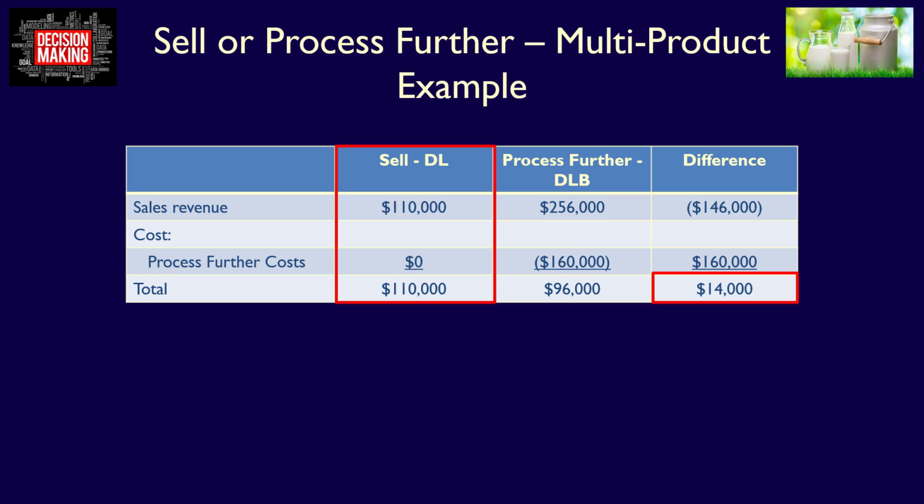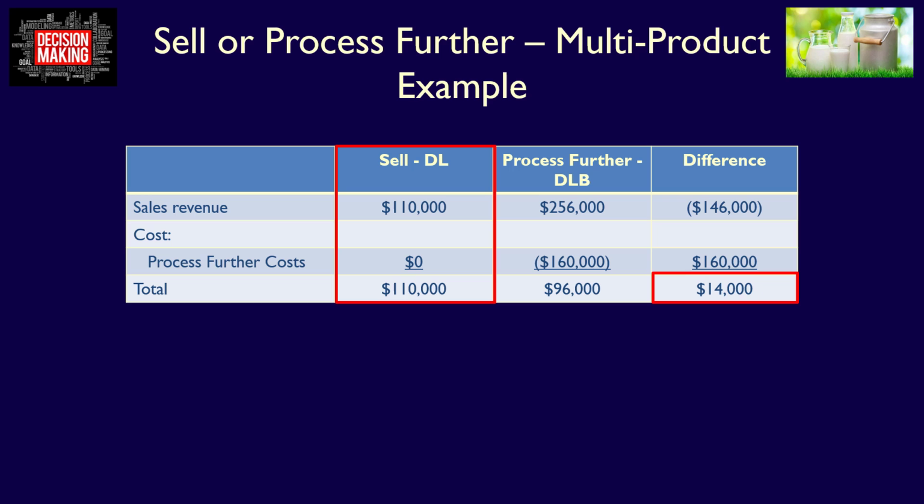Inputting all the information into the chart, we see that the difference in operating income is a $14,000 increase if the company decides to sell DL at the split-off point. This is exactly the same outcome, only we understand better the magnitude. If the company does process further, they will lose $14,000 and reduce their operating income. The outcome, our decision, does not change.